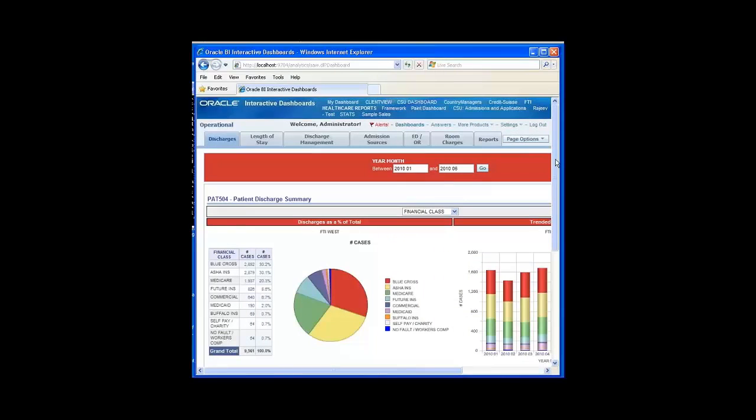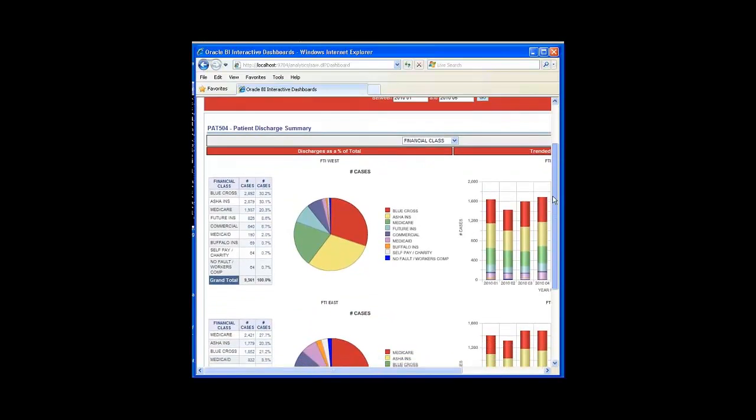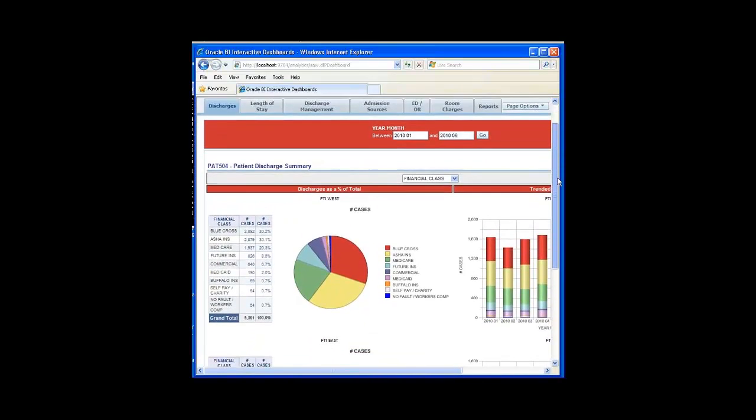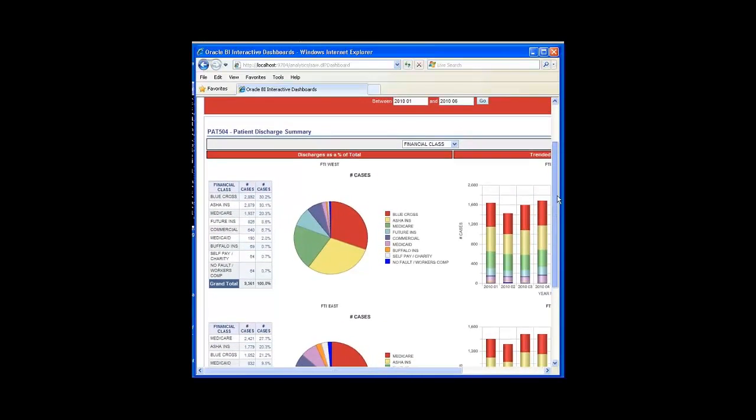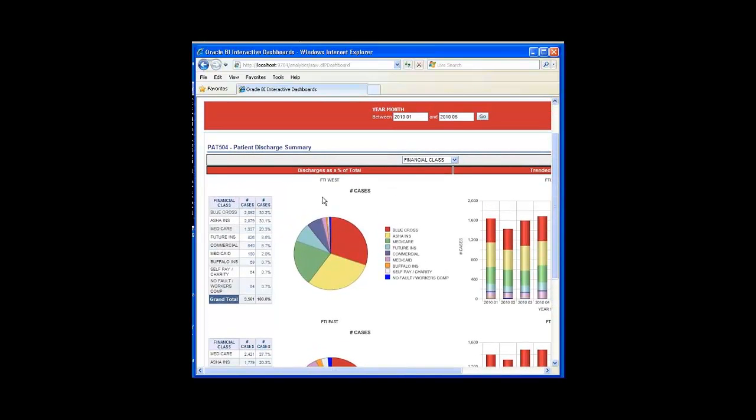So from an operational perspective, there are a couple of things we want to monitor, one of which naturally is discharges. So the first dashboard page under operational takes a look at my discharge summary. So I'm looking at a 6-month window. Again, you can default that to the most recently completed month. You can default it to year-to-date, whatever your desire is. But in this case, I'm looking at a 6-month window.